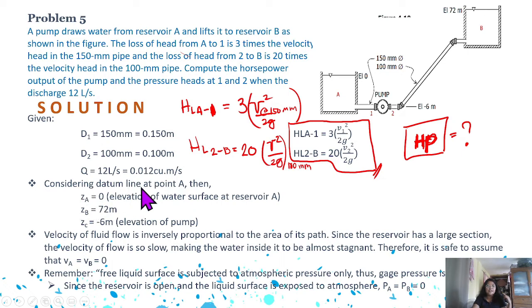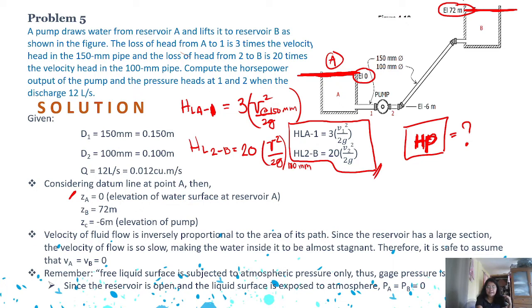Ngayon, considering datum or datum line at point A, so i-consider na lang natin na ito yung ating reference point. Itong part na to. Itong A. Ito pala. So, at point A, the elevation is 0. Nakita? Ayan o. Dito sa linya ni A, 0. Pero, kay ZB, so dito sa linyang ito, this is your 72 meters. Linaw. So, kaya siya naging ZA. ZA is our reference point. Water surface at reservoir A. So, that is equal to 0 meters.